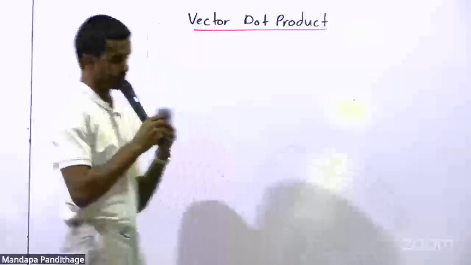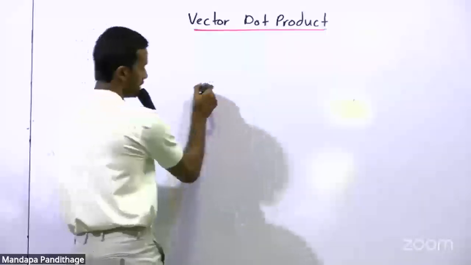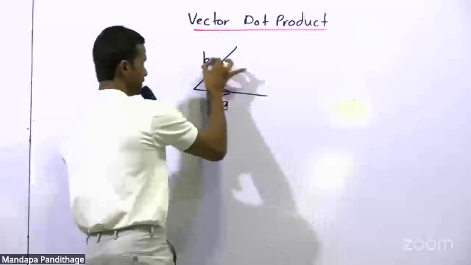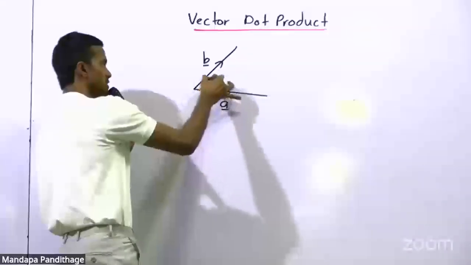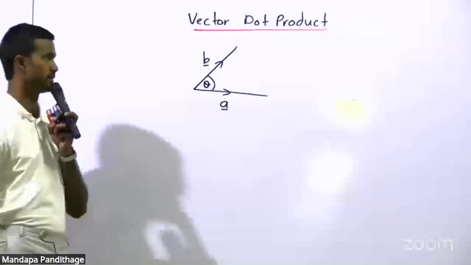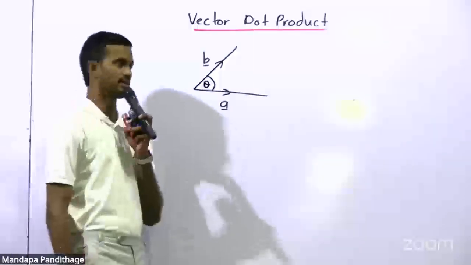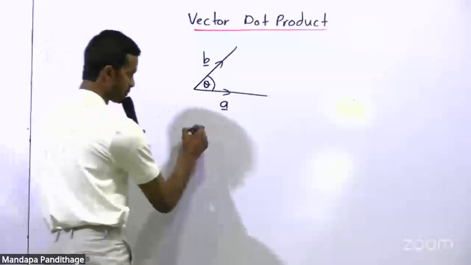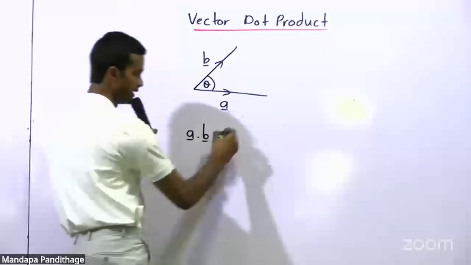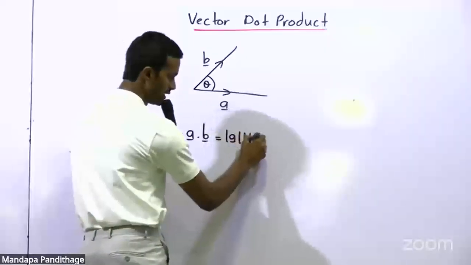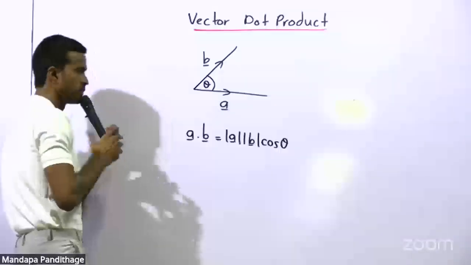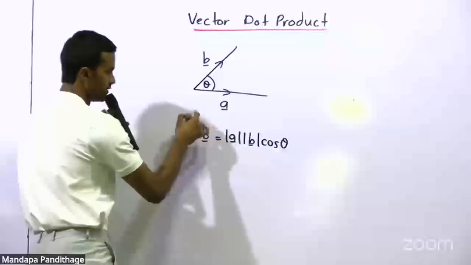Okay, so what is the vector dot product? When we have vector A and vector B, and the angle between the two vectors is theta, then the vector dot product is defined in this way: modulus A, modulus B, into cos theta. So this is a definition.